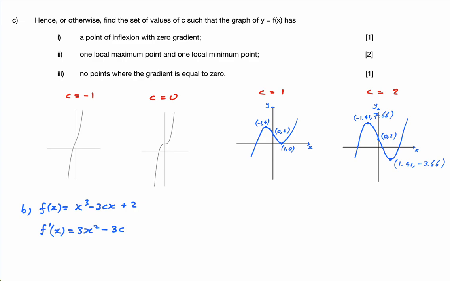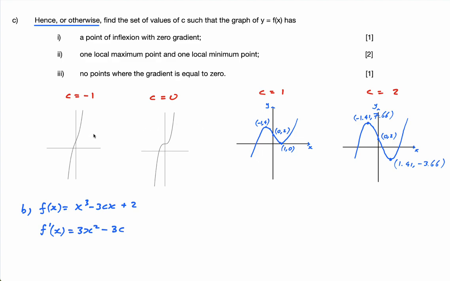Okay, so for part C it says, hence or otherwise find the set of values of c such that the graph of y equals f of x, that's this graph here, has a point of inflection with zero gradient, one local max and one local min, and no points where the gradient is equal to zero. The hence or otherwise, guys, refers to part B where we got this first derivative. So we're going to use this first derivative to answer this question, and we're going to use these graphs that I've brought into this video from the previous question.